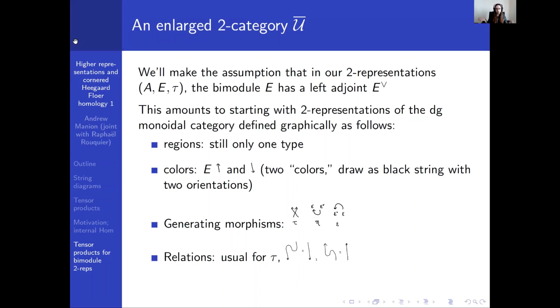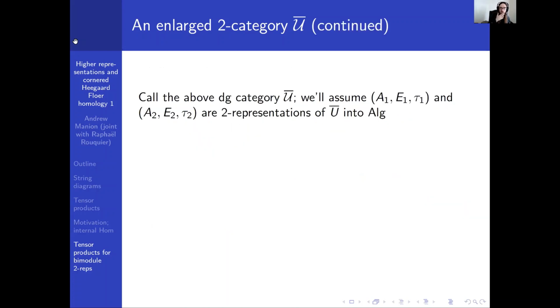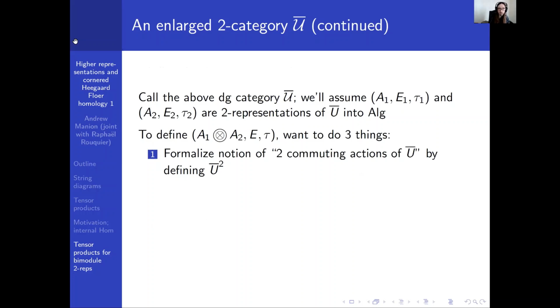So this is sort of a bait and switch. Instead of defining an algebra level tensor product operation for two representations of U, it's really going to be for this U bar, just to assume that we have the right adjoints for the construction. Okay, and the differential is going to be what you expect, that these unit and co-unit maps are closed. Okay, so this is U bar, and we're going to start with two representations of U bar into alg.